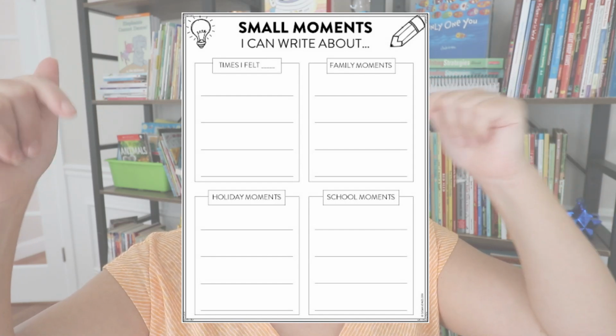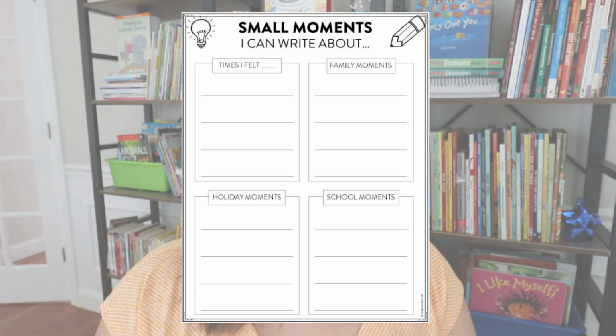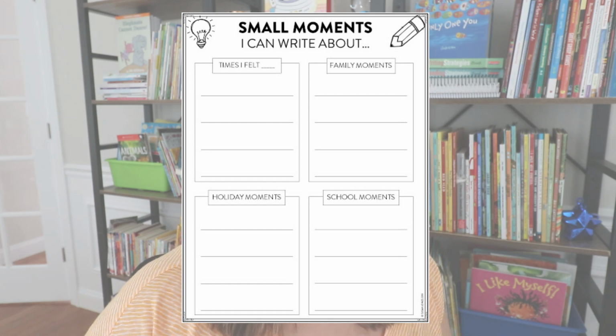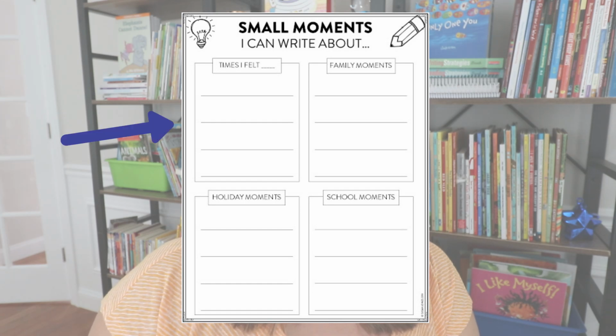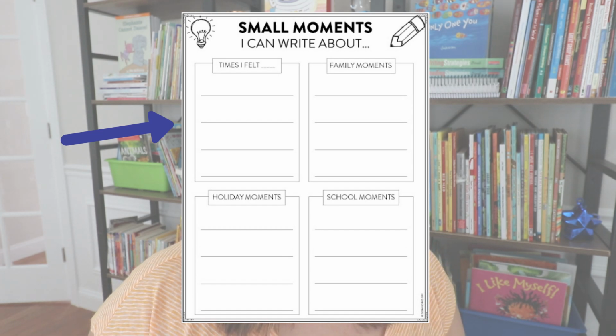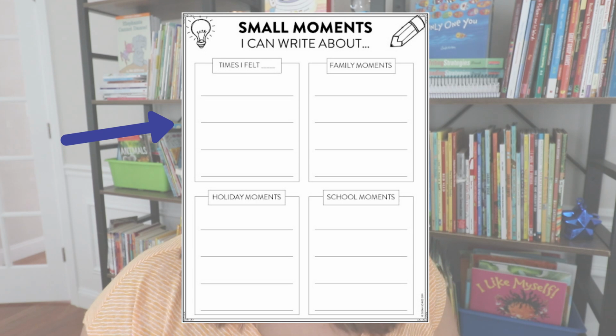After I've modeled picking out a few small moments in my own life, I like to use an organizer, a brainstorming sheet like this one right here, where students can brainstorm some of their own small moments they might want to write about. You can see I have times I felt blank, and you can either choose a feeling for the whole class.